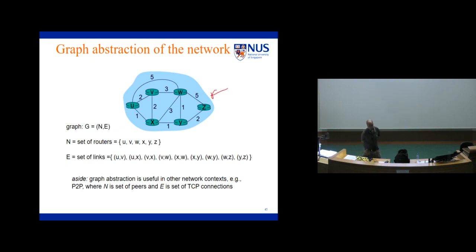Okay? So in this particular graph, we can represent it as a set N and E, where N is the set of nodes or vertices. So these are basically the routers in your network. Your graph will consist of nodes or vertices, where each vertex is one router, and the links connecting the routers form the set of edges. If you take all the links, then you have the set of all the edges in the network.